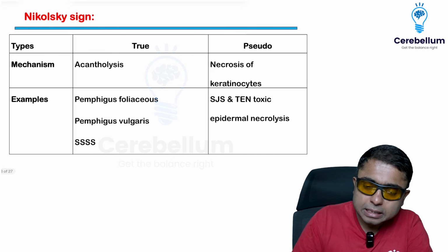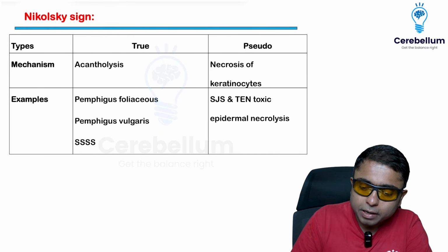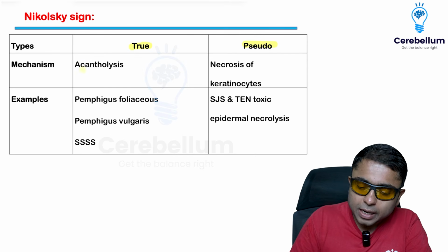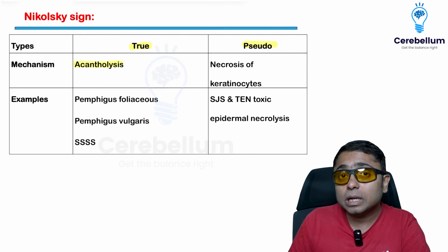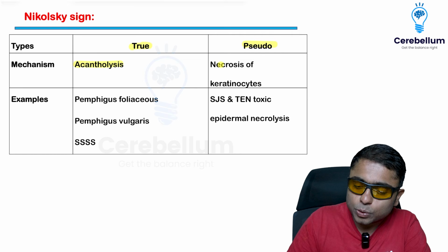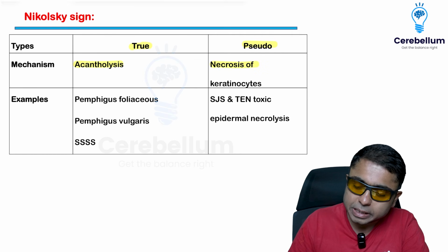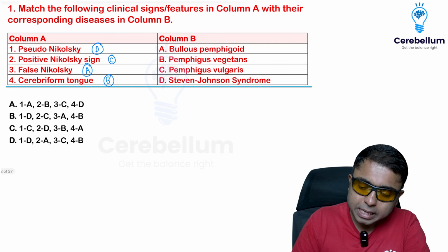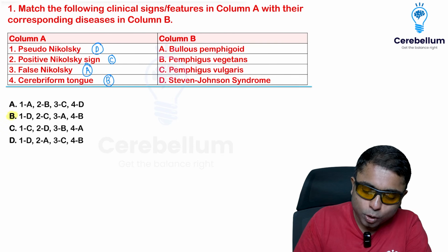And here you can see this is a differentiating point between the true Nikolsky and the pseudo Nikolsky sign. If the underlying cause is acantholysis, it is called true Nikolsky sign. But if it is due to the necrosis of the keratinocytes, which can be seen in SJS and TEN, it is called pseudo Nikolsky sign. So here what will be the answer? D, C, A, B. So it is going to be option B.